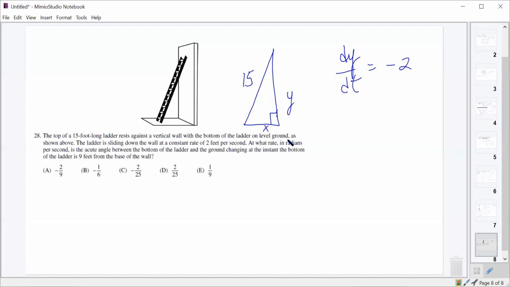We are interested in at what rate this angle, we'll call it theta, is changing, which means we need to somehow relate theta to the other variables on here. So we're going to use a trig function to do that.